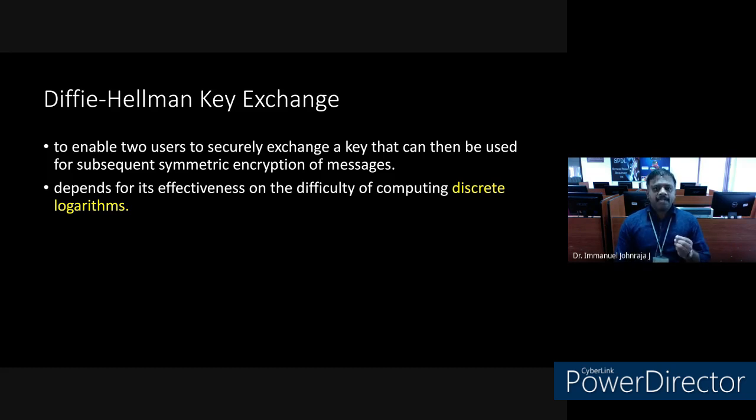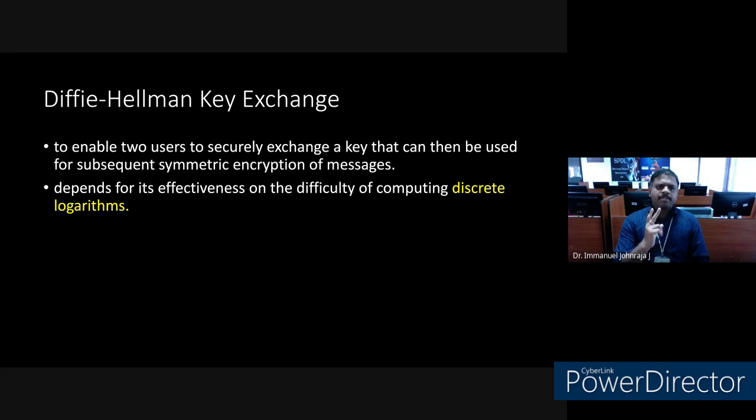It says to enable two users to securely exchange a key. Don't you remember that in the symmetric algorithm, the primary expectation is that the key has to be shared securely? The shared key, that is the secret key, has to be shared securely between two entities. How can we do that? We said it should be sent through a secure channel. Where do we have such a secure channel existing? This is one of the ways: exchange a key that can be used for subsequent encryption processes.